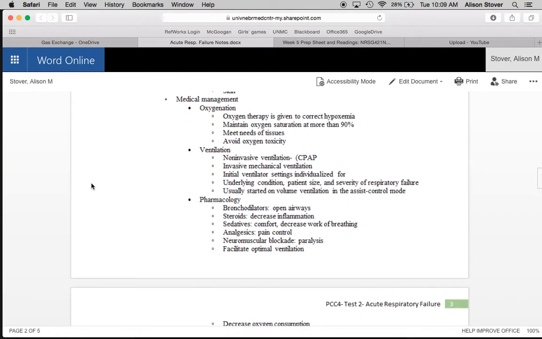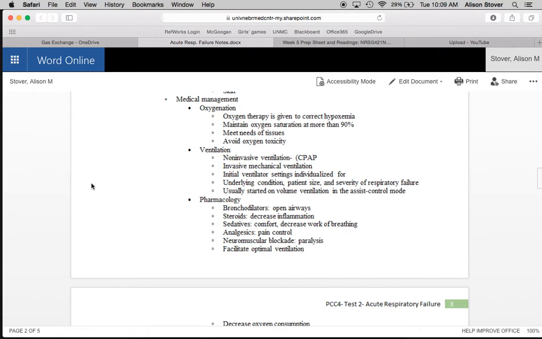Medical management, obviously, if your patient's not getting enough oxygen, you want to provide oxygen therapy. Gold standard for any patient is your O2 sats need to be maintained above 90%. 90% always, and every disease process, every infection, all the things, all the time, O2 sat should be 90 or greater.